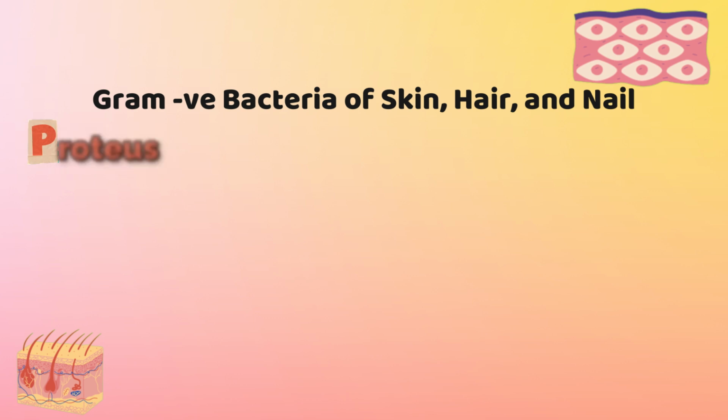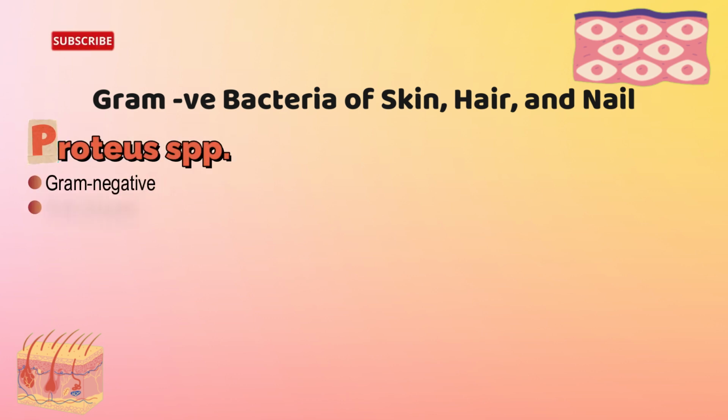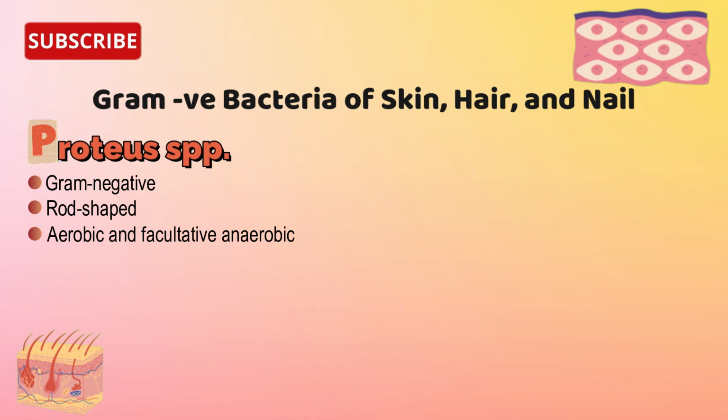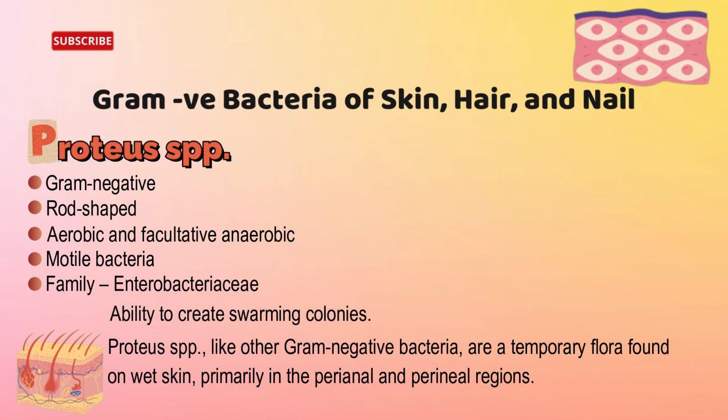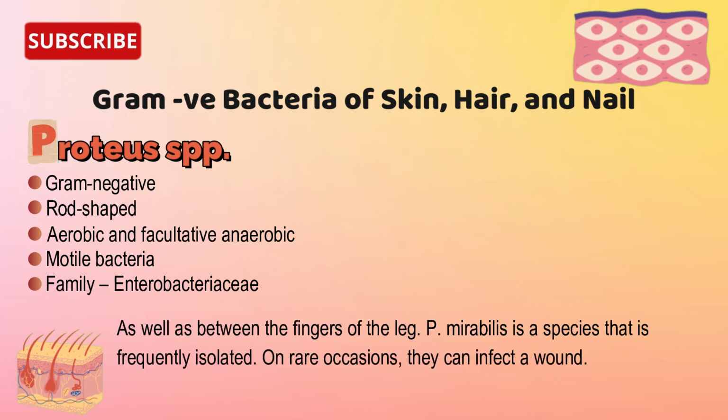Next is Proteus species. It is gram-negative, rod-shaped, aerobic and facultative anaerobic, motile bacteria, belongs to the family Enterobacteriaceae. Ability to create swarming colonies. Proteus species, like other gram-negative bacteria, are the temporary flora found on the wet skin, primarily in the perianal or perineal regions, as well as between the fingers and toes. Proteus mirabilis is a species that is frequently isolated. On rare occasions, they can infect a wound.